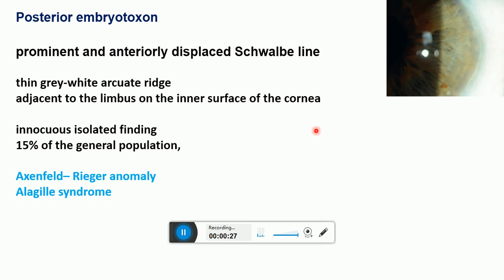Posterior embryotoxin is seen as a thin grey white arcuate ridge adjacent to the limbus on the inner surface of the cornea. It is an innocuous isolated finding in up to 15% of the general population, but is one of the features of Axenfeld-Rieger anomaly. It is also seen in the multi-system genetic disorder Alagille syndrome, in which optic disc drusen are also common.